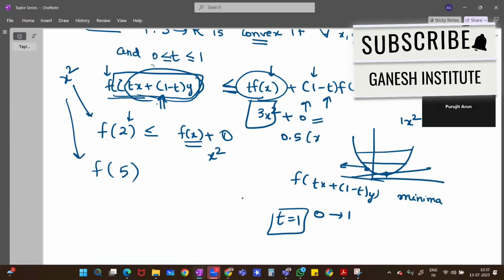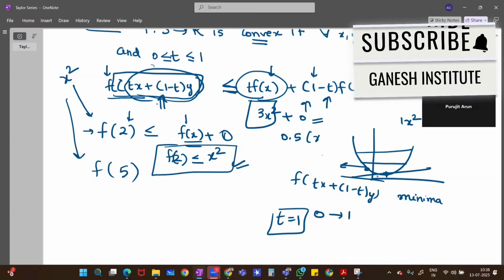I'm audible, right? Okay. So this is f2. How have I got this, f(x) plus 0? Is it fine for you? Yes. We have taken the value of t, the scalar value, as 1. So what is happening? You can see that it is equal to x square.